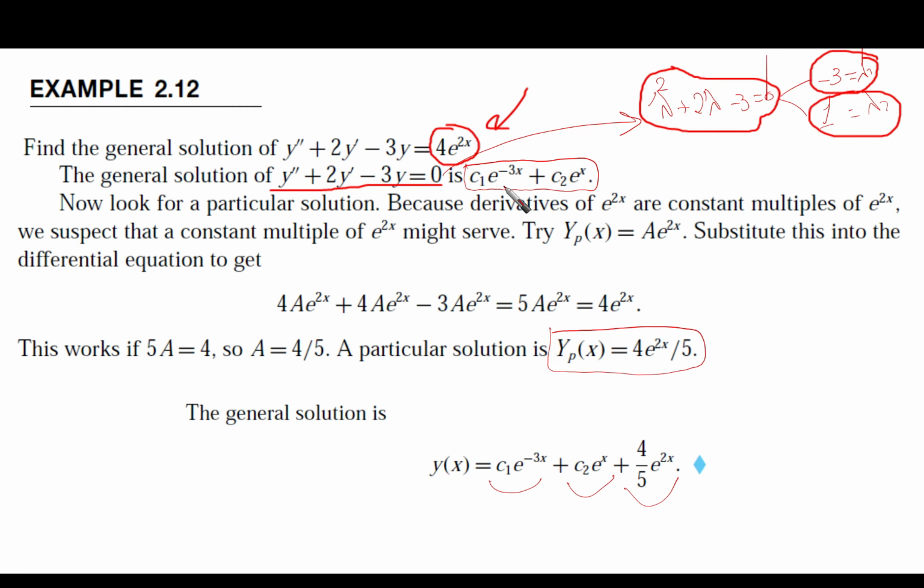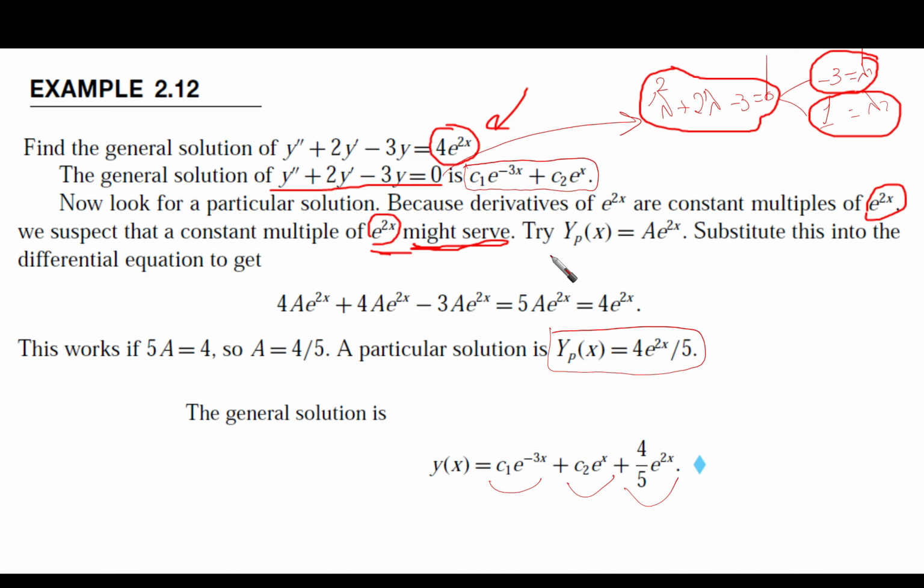Look at this very carefully: we have one solution containing e to minus 3x and another solution equal to e to x. Now look for the particular solution. Because the derivatives of e to 2x, which is here, are constant multiples of e to 2x, we suspect that a constant multiple of e to 2x might serve. Again, might serve. We are guessing.